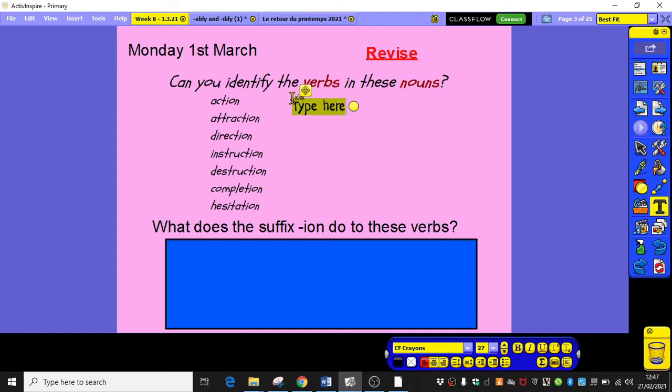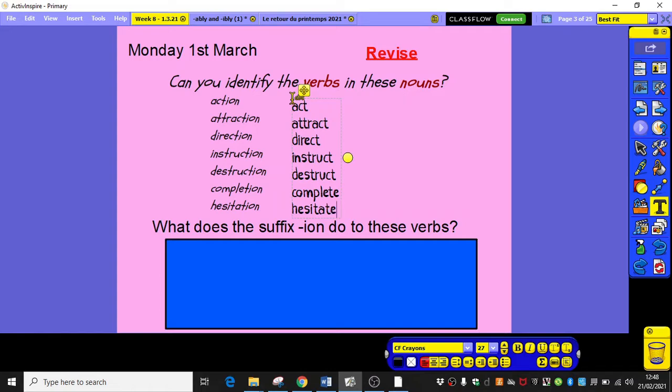So the first verb was, of course, act. Then we had attract, direct, instruct, destruct, complete. Hope this one didn't catch you out, because this caught a lot of people out when you did this task before. What do I need to put on the end there to make that verb correct? An E. And again on this one, hesitate. Again, we need an E.